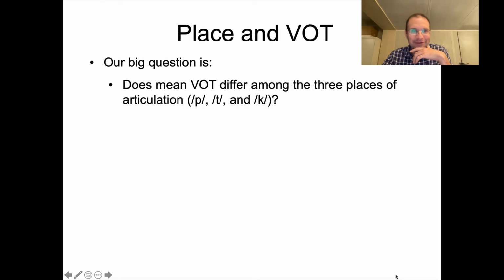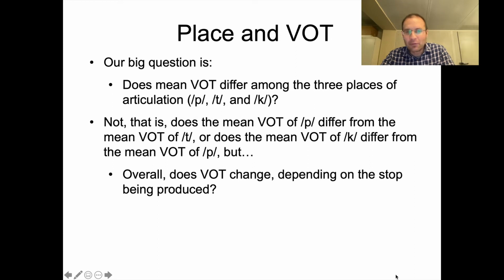Getting back to the main question at hand, our big question is, does mean VOT differ among the three places of articulation, P, T, and K, just for this one speaker, Dusan? And what I'm not asking by asking that question is, does the mean VOT of P differ from the mean VOT of T, just that alone? Or does the mean VOT of K differ from the mean VOT of P? But overall, does VOT change depending on the stop being produced?